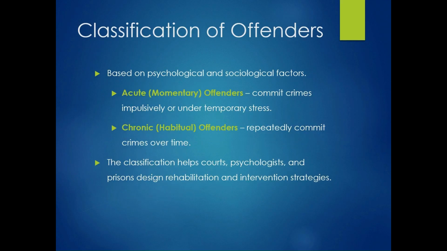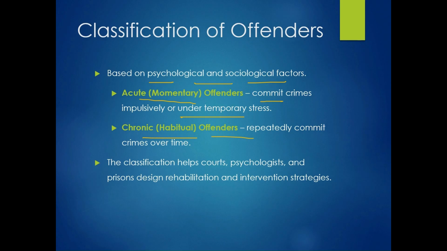Now, based on all the theories that we have seen and all the work that has been done by many other psychologists and researchers, based on psychological and sociological factors, offenders have been broadly categorized into two groups. So we have acute or momentary offenders. These are people who commit crimes suddenly or impulsively, maybe out of anger or desperation, something under temporary stress, right? Second is the chronic or habitual offenders.